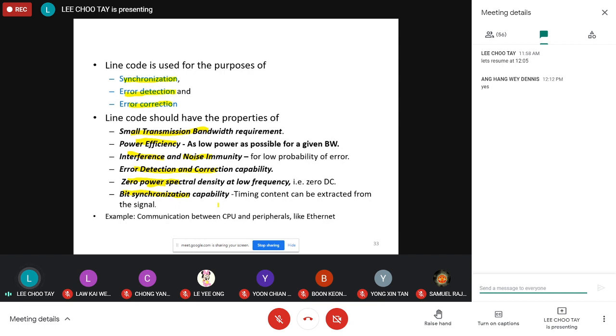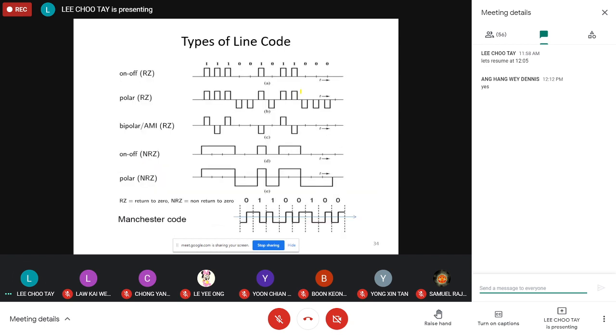Line codes are normally used for direct communication between CPU and peripherals, like the internet cable. So you normally transmit, again as I mentioned, over a wired or cabled channel. Okay, let's talk about the different types of line codes.